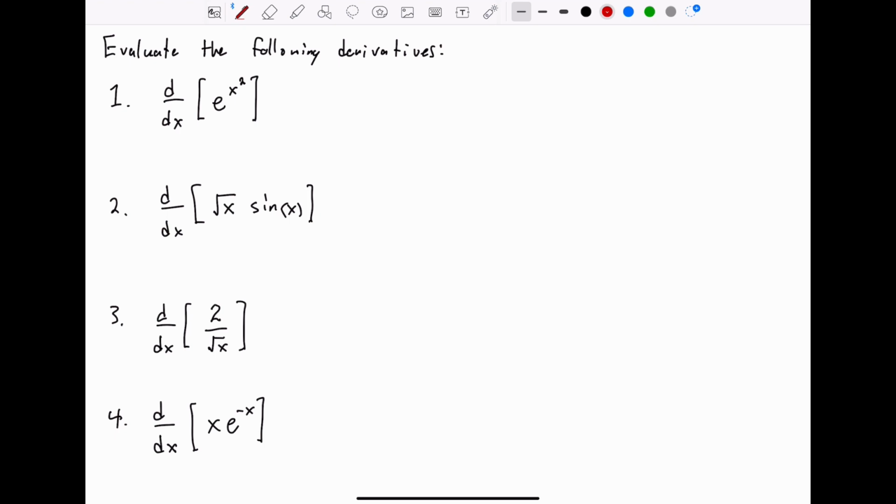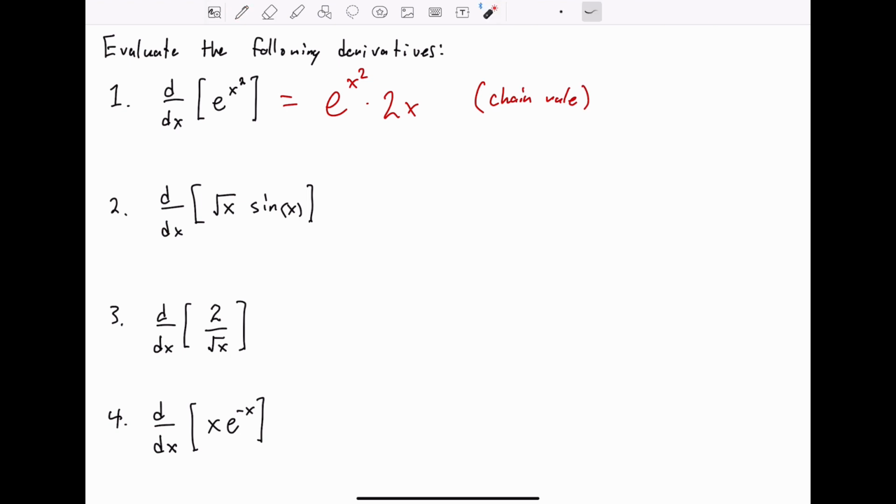This first problem is a chain rule problem. We have the derivative of e raised to a power. The derivative of e to a power is e to the power times the derivative of that power. The derivative of x squared is 2x. So there is the derivative of e to the x squared using the chain rule.